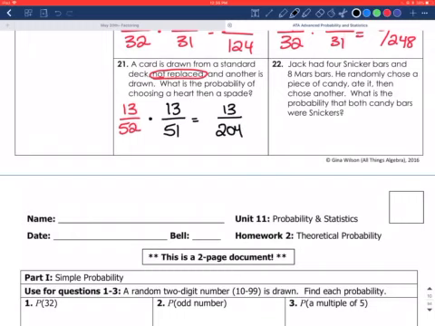All right, for number 22, Jack had 4 Snickers and 8 Mars bars. He randomly chose a piece of candy, ate it, obviously did not replace it, and chose another. So what's the probability that both of them were Snickers? He has 12 total. He has 4 Snickers to start out with. He eats a Snickers, so now there's 11 candy bars left and only 3 Snickers. So that is our probability of A and B. Multiply those out, and it is 1 over 11.